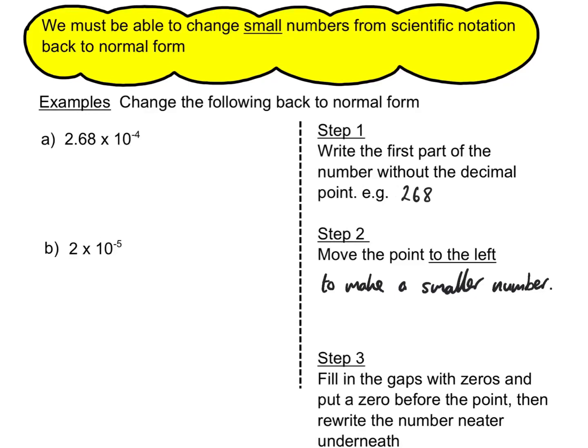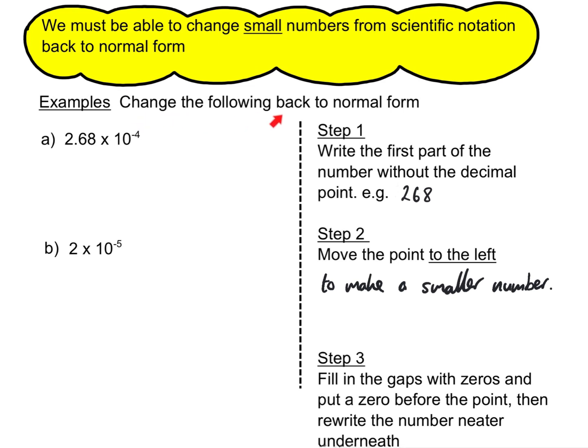In the last video, we learned how to take very, very small numbers and put them into scientific notation. Now we're going to look at the reverse of that, which is to take small numbers that are written in scientific notation and put them back into normal form. So again, your process success criteria is down the side. These are the steps you'll need to take in each question. And we're going to have a look at the first question here.